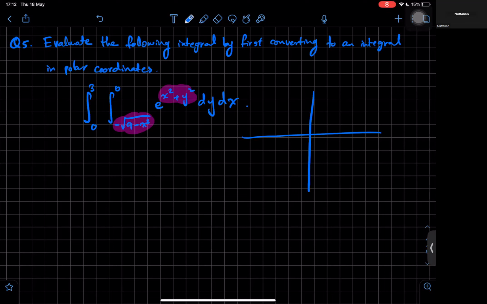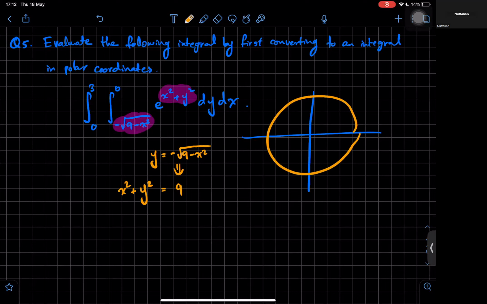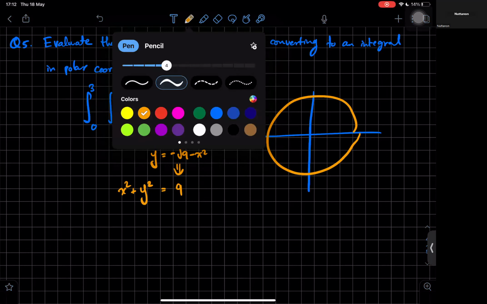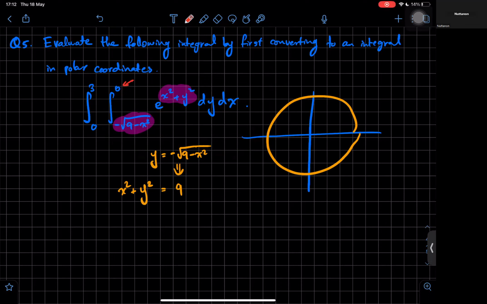So y equal to minus square root 9 minus x square. If we square, you get x square plus y square equal to 9. So we get a circle. But you see that for this one, y equal to 0, so that means it's just the lower half of the circle, because it says that you want to integrate from the lower part to 0.